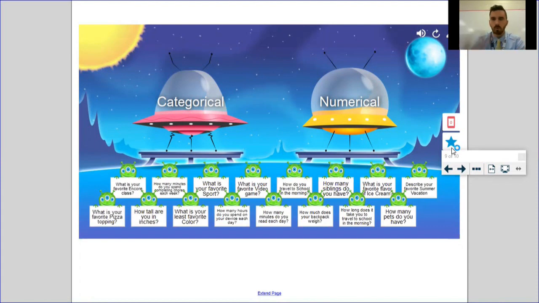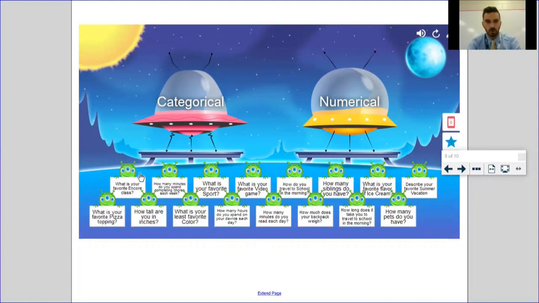So we've got a whole bunch of different data options down at the bottom. I'm going to read it out loud, and I don't care where you're at. If you're at home, at mom's work, wherever you are, I want you to say the answer out loud. And you might look crazy talking to a computer. That's okay. I'm going to read it, and I just want you to say out loud if it's categorical or numerical. All right. So it says, what is your favorite encore class?